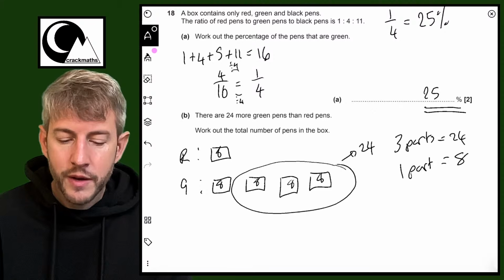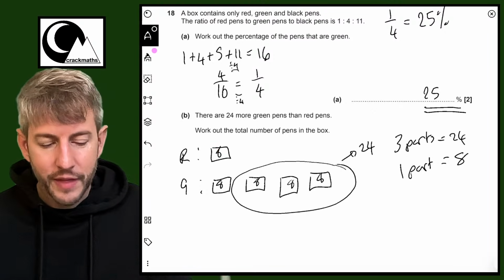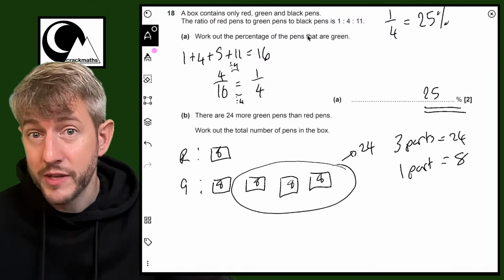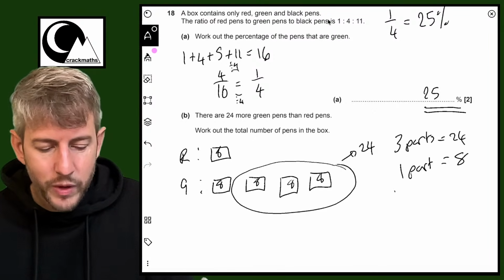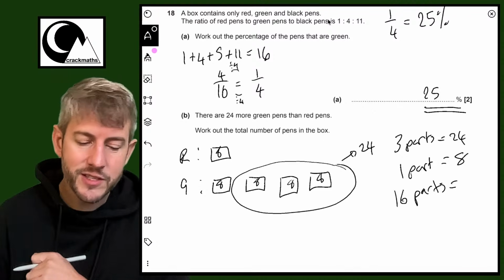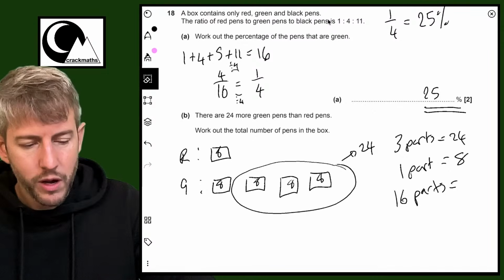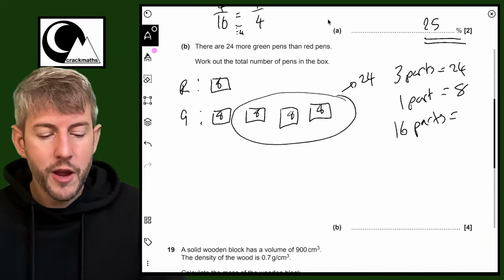Now we know that one part of the ratio equals 8, but we also know from the first part of the question that there are 16 parts to the ratio. So if one part is 8, we need to work out 16 parts, so we need to do 8 times 16. But that's actually quite hard, so I'm probably going to keep doubling, because I know I'm going to get there.